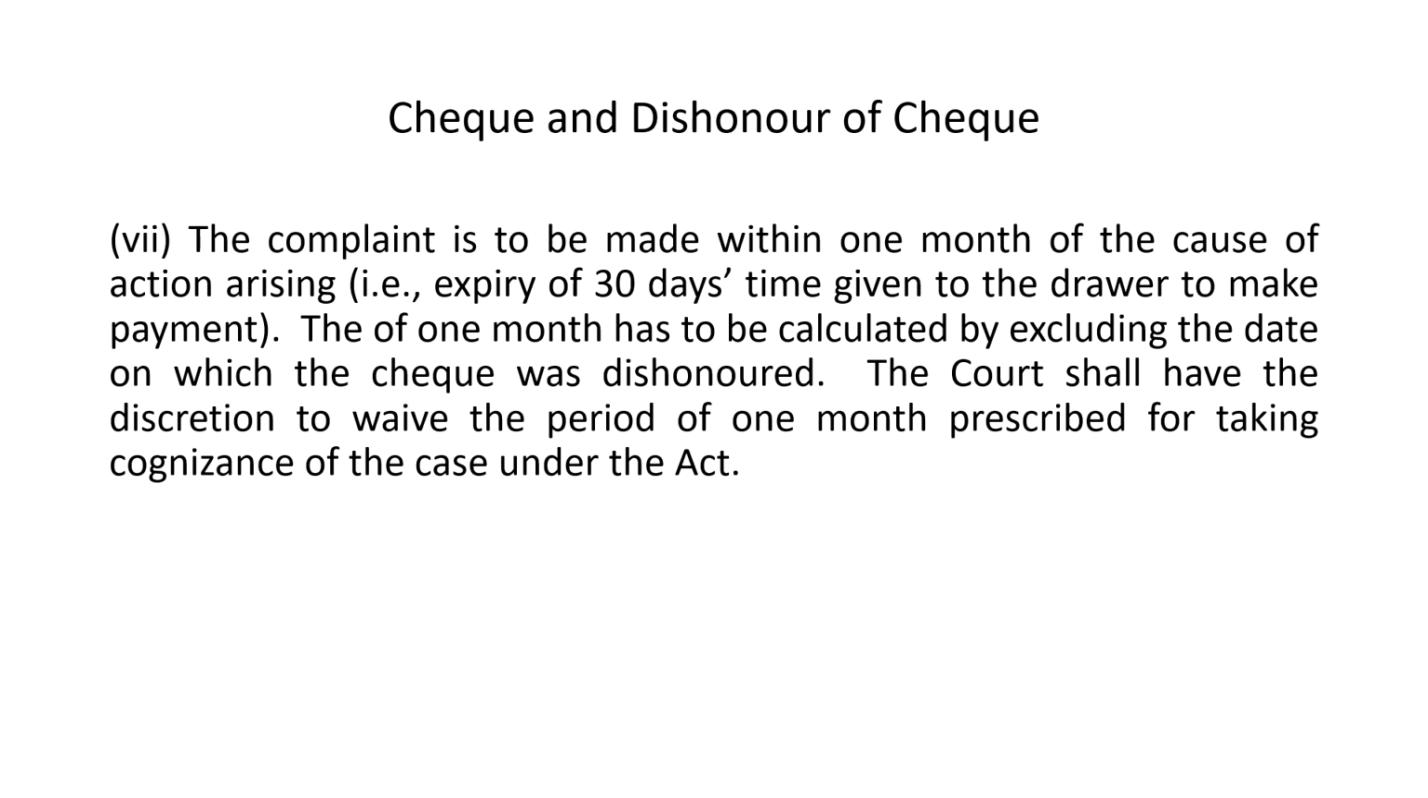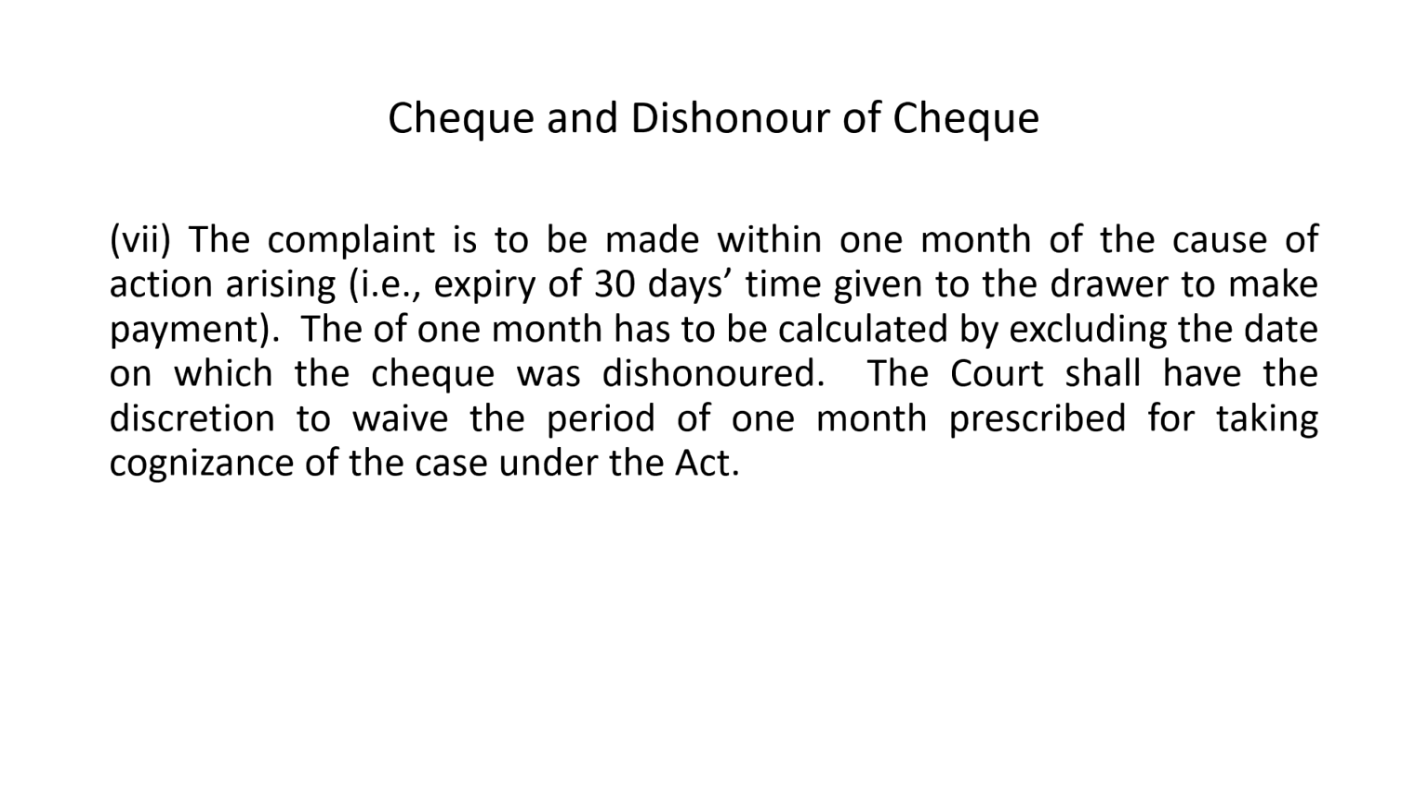The complaint is to be made within 1 month of the cause of action arising, so you cannot wait for a longer time. If the drawer fails to comply with the provisions of section 138, what is the duty? From the date of receiving the notice of dishonor from the payee, he has to make payment. Failing which, within 1 month the complaint has to be lodged before the appropriate authority. The cause of action arises on expiry of the 30 days' time given to the drawer to make payment.